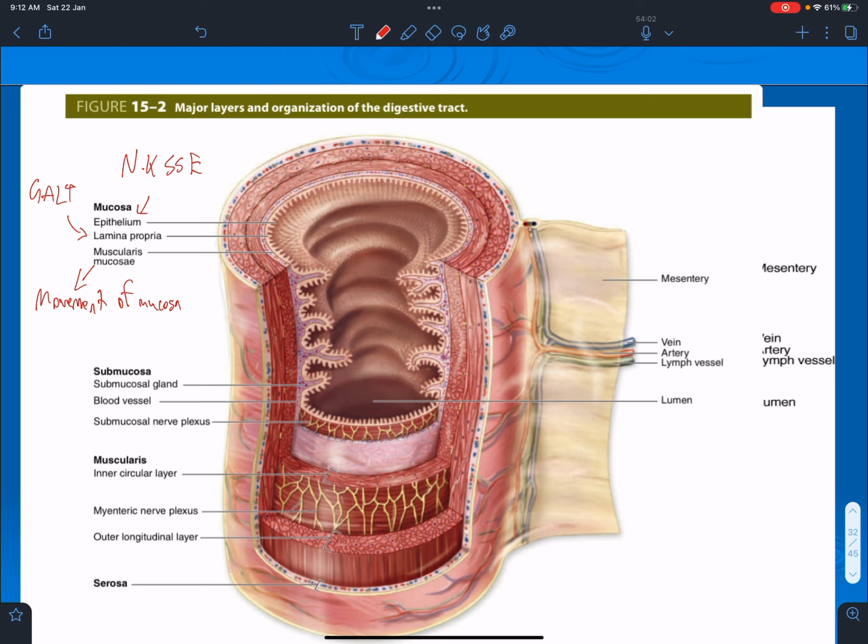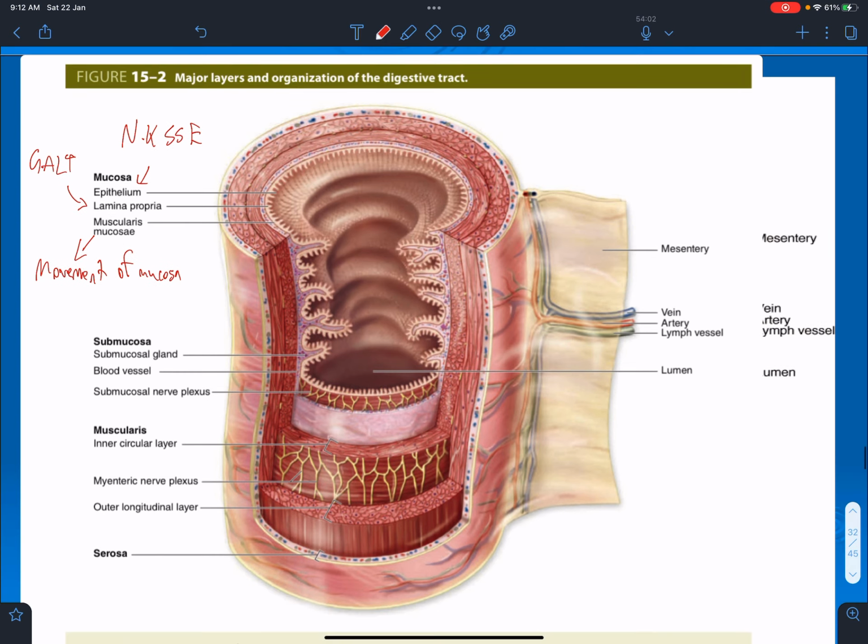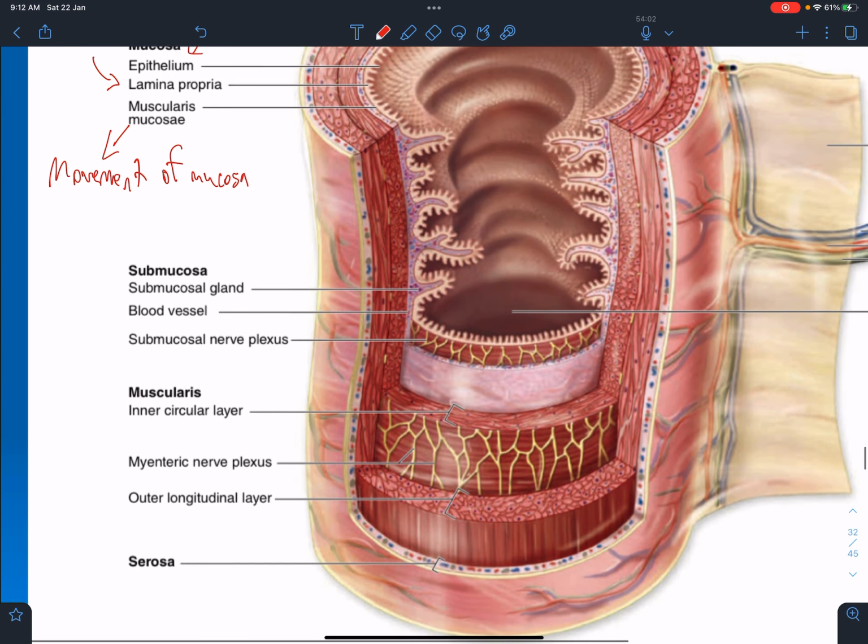Now, what is underneath the mucosa? Your submucosa. Because we just finished here. This is, of course, the small intestine, but you can imagine the esophagus without being folded, all right? Now, let's go to the submucosa. Here's the cool thing about the submucosa. It is a thick, dense, irregular connective tissue, okay? A thick, dense, irregular connective tissue.